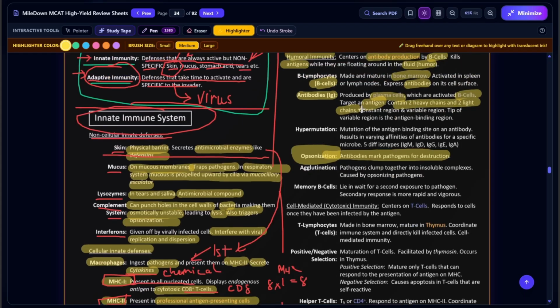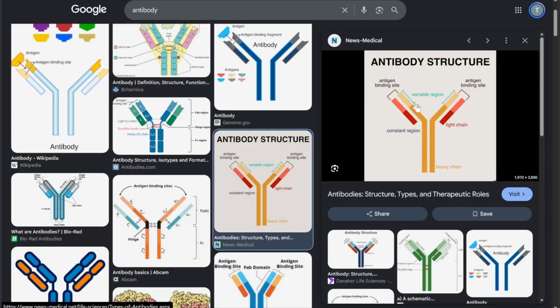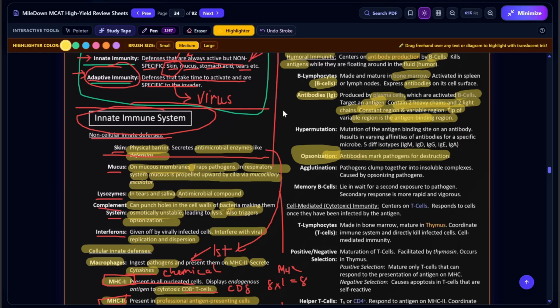And then there's the constant region and variable region; the tip of the variable region is the antigen binding region. So this is talking about variable region here. Here's your antigen binding site. So that's what it's talking about. Hypermutation, mutation of antigen binding site on antibody results in varying affinities of antibodies for a specific microbe. And there's 5 different types.